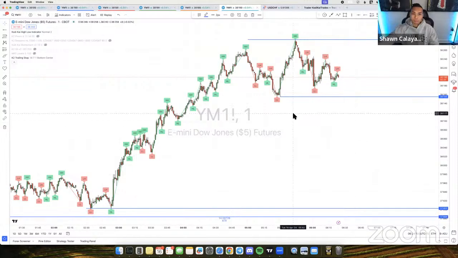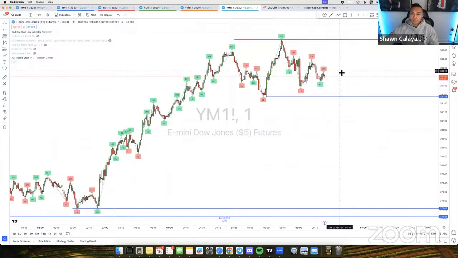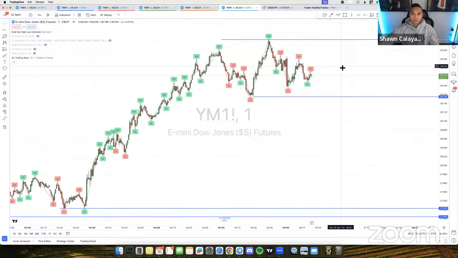I've marked up pretty much all levels of liquidity closest to current price. The closest level below is going to be at 38,155, and the closest level above is going to be at 38,284. Those are the two closest levels of liquidity.